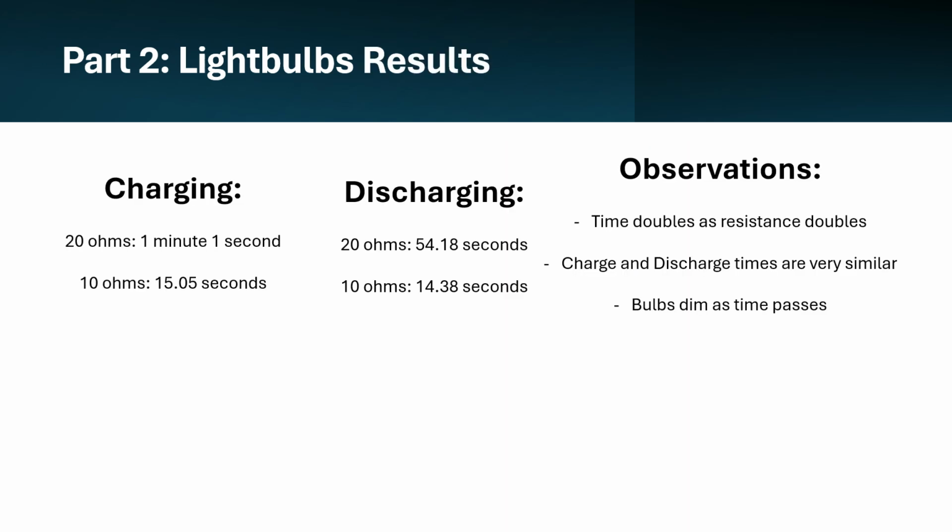The results included the charge time, which for 20 ohms was 1 minute and 1 second, and for 10 ohms was 15.05 seconds, and for discharging was 20 ohms was 54.18 seconds, and for 10 ohms was 14.38 seconds. The observations we had were that the time doubles as the resistance doubles, and the charge and the discharge times are very similar, and the bulbs would dim as time passed on.